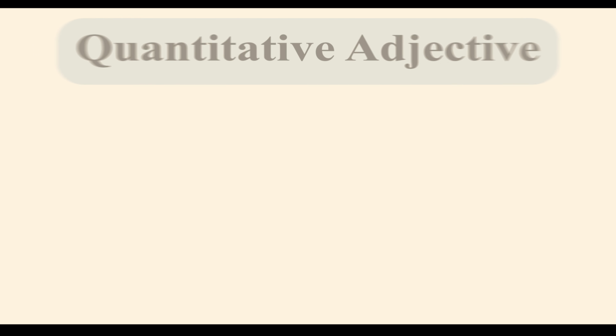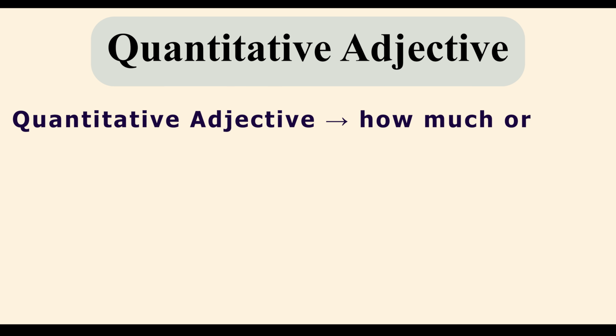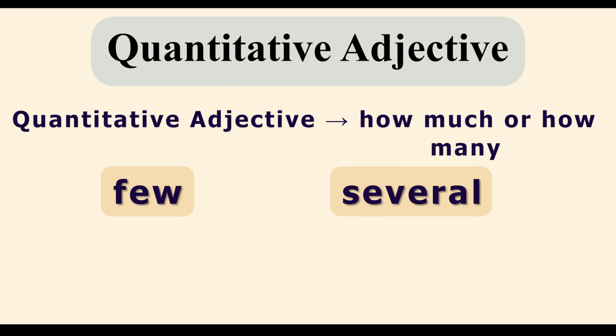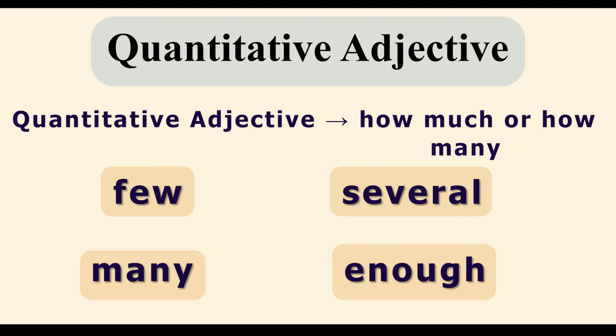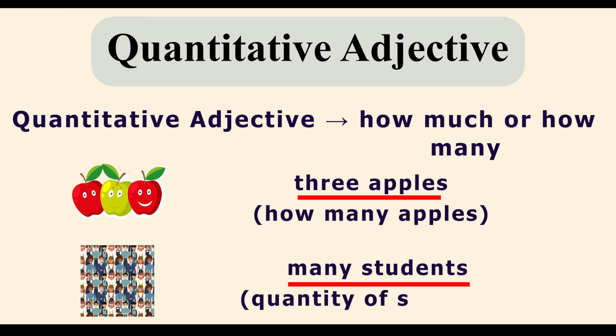Next, quantitative adjectives. Quantitative adjectives show amount or quantity, like few, several, many, enough. For example, 3 apples. Here, 3 tells us the quantity of apples. Another example, many students. Here, many tells us the quantity of students.